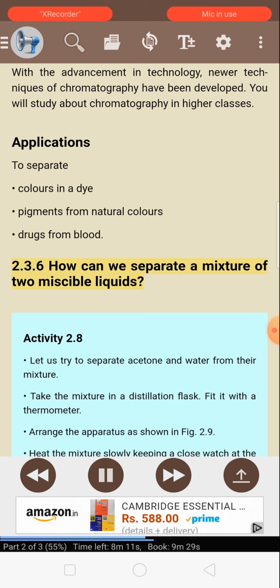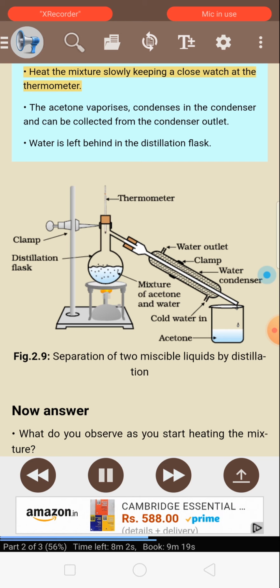2.3.6 How can we separate a mixture of two miscible liquids? Activity 2.8. Let us try to separate acetone and water from their mixture. Take the mixture in a distillation flask. Fit it with a thermometer. Arrange the apparatus as shown in figure 2.9. Heat the mixture slowly, keeping a close watch of the thermometer.